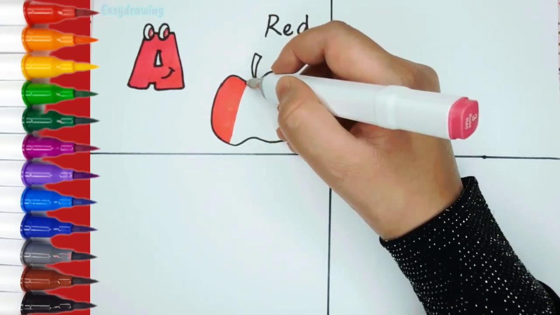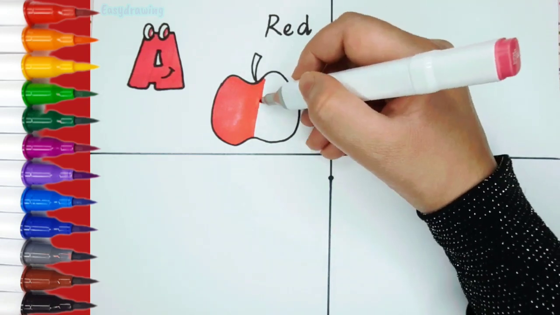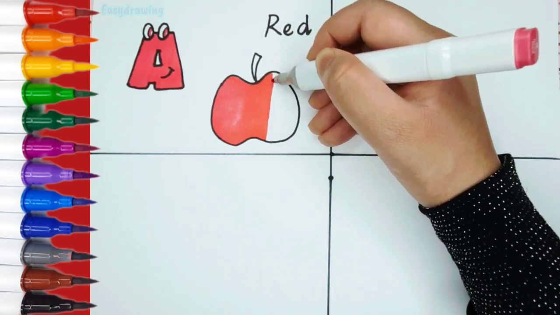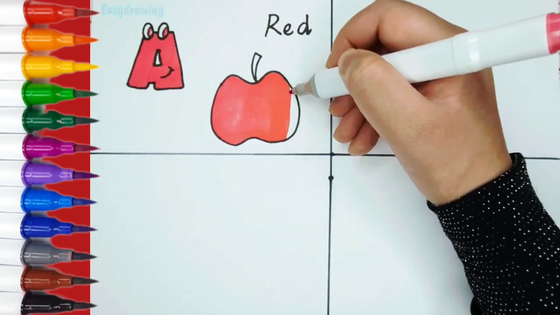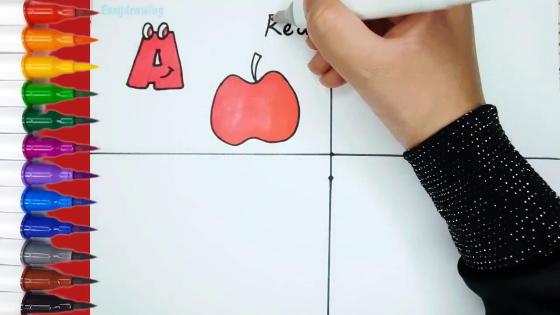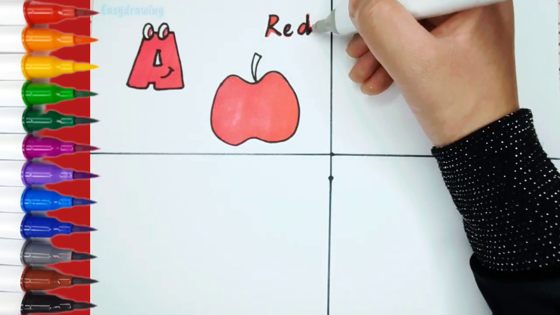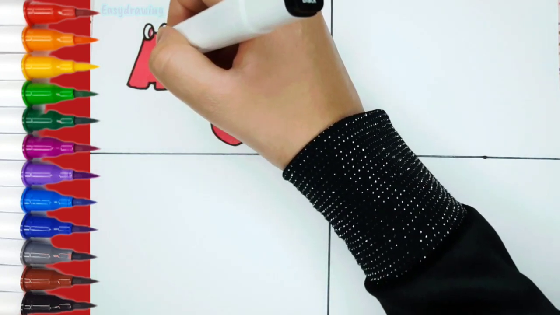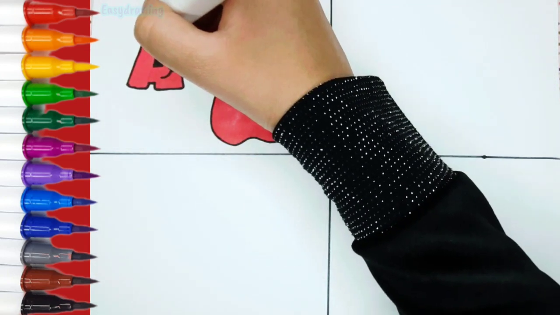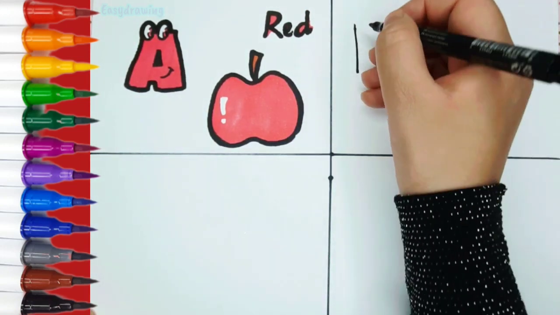Now repeat with me. A a apple, red apple. A a apple, red apple.